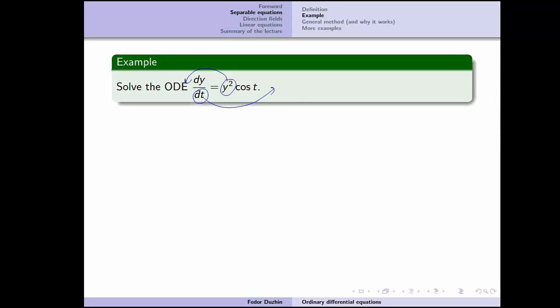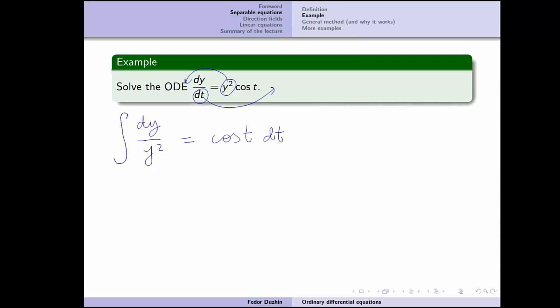y to the left hand side, right? So in other words, we move everything with one variable to one side and everything with the other variable on the other side, thus separating the variables. Right? So then we get dy over y squared equals cosine t dt. So the first step is done. We have separated the variables.